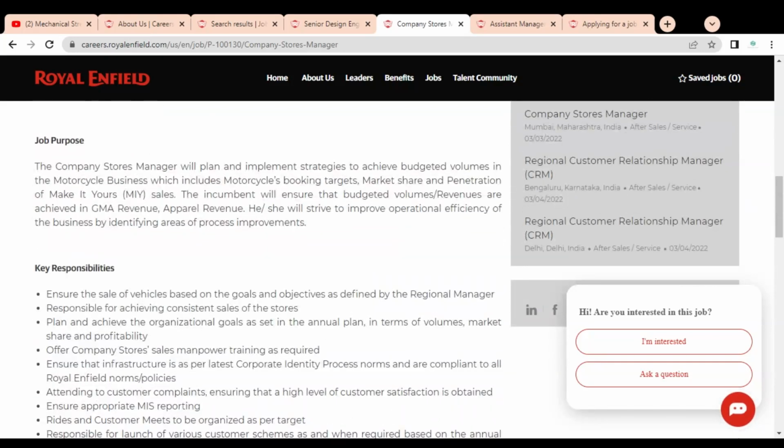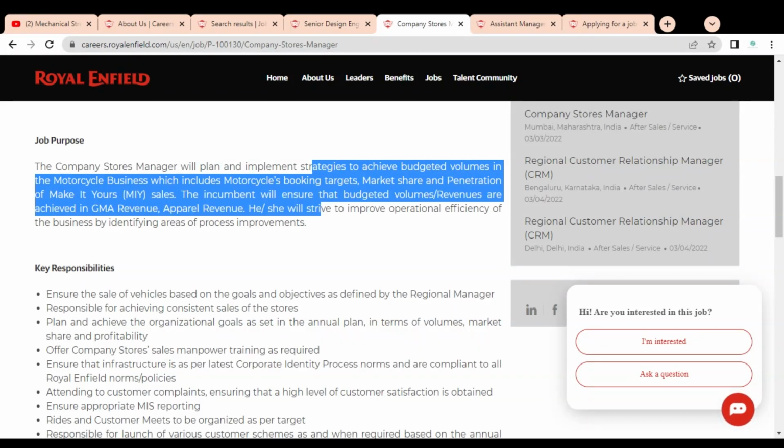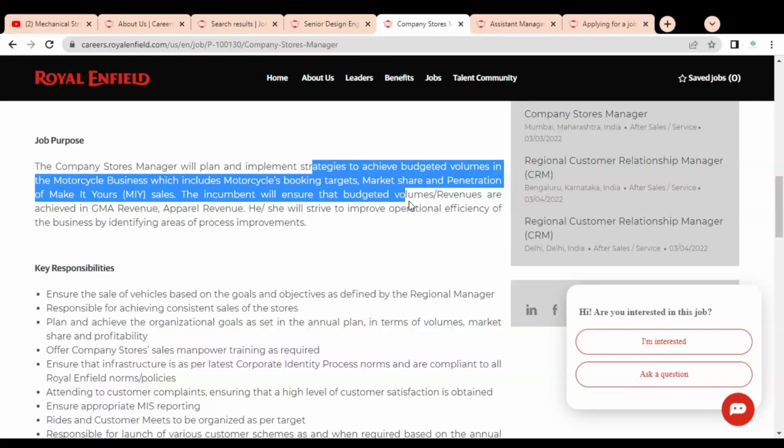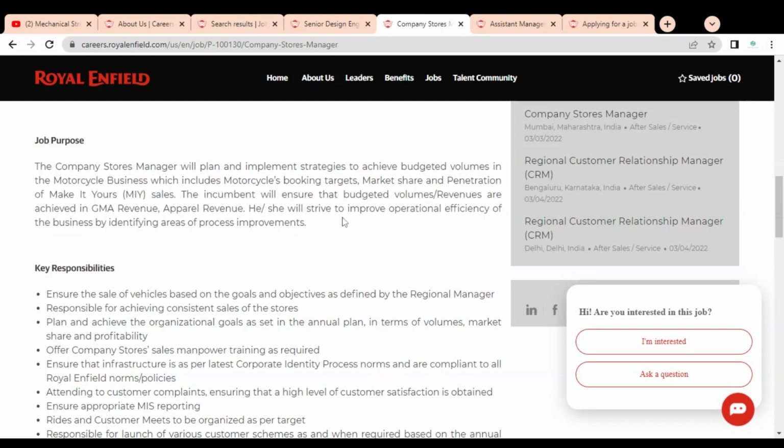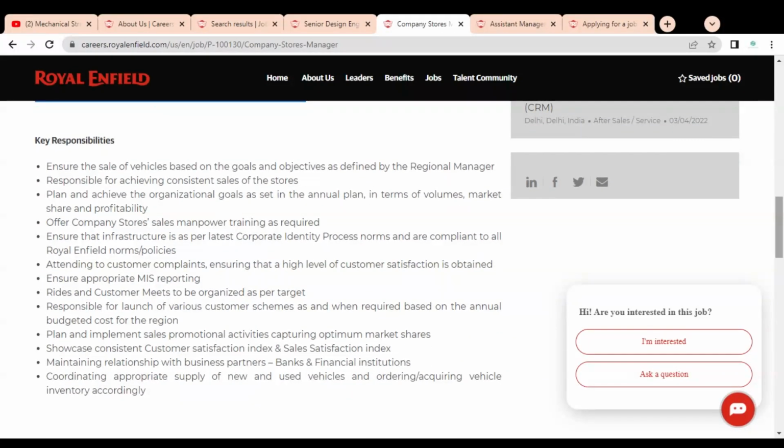So you can see you have to report to a regional business manager. Then you can see the job purpose is given: the store manager will plan and implement strategies to achieve budget volumes in the motorcycle business, which includes motorcycle booking targets, market share, penetration of market, and MIY sales. Then you have to also ensure that budget volumes and revenues are achieved in GMA revenue and apparel revenue, and you will also strive to improve operational efficiency of the business by identifying areas of process improvement.